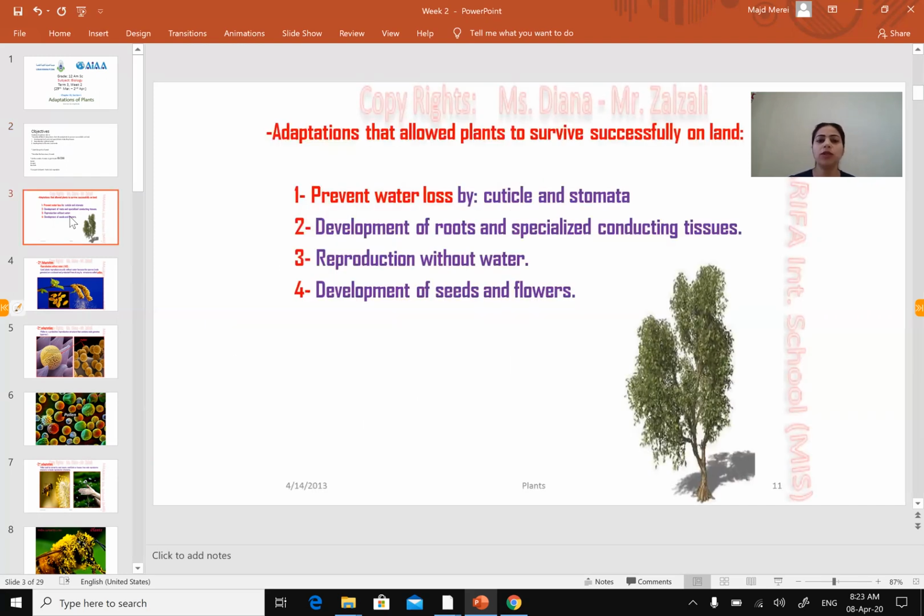As I told you, the first adaptation is preventing water loss by cuticle and stomata. We discussed this adaptation within the first recorded video. We will go through these three adaptations in today's session: development of roots and specialized conducting tissues, reproduction without water, and development of seeds and flowers. I'm going to start with number 3, which is reproduction without water.